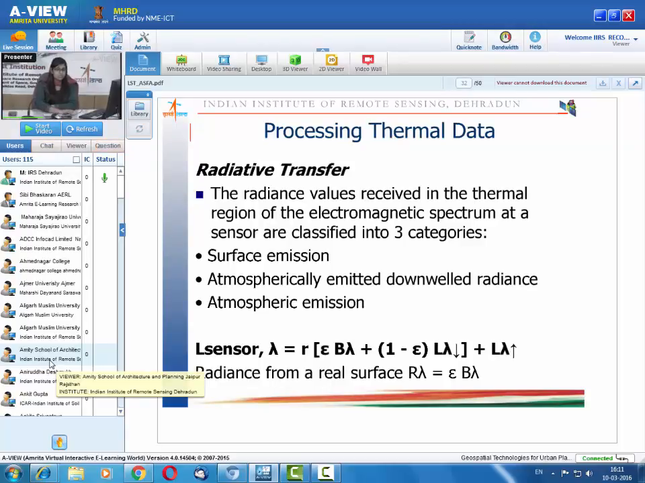I used the term radiative transfer. For energy budget, radiative transfer is going to be of help. What are we saying in radiative transfer? That the radiance values received in the thermal region of the electromagnetic spectrum at a sensor are divided into three parts: the surface emission, atmospherically emitted downwelled radiance, and atmospheric emission. So there are three things. Surface is involved, atmosphere is involved, then the upwelling radiance and the downwelling radiance are involved. So all these four parameters are involved within the radiative transfer algorithm.